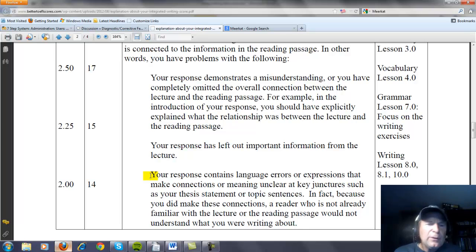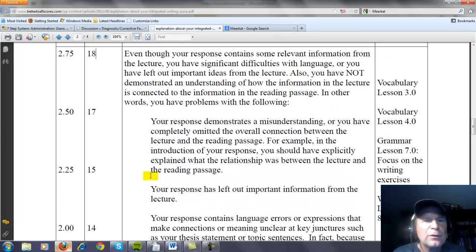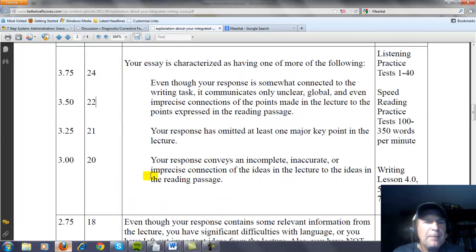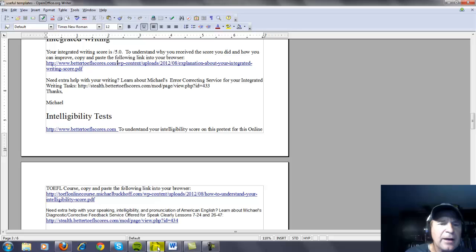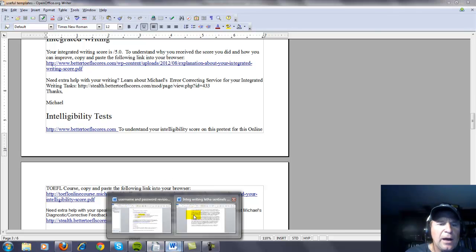So in 2 it says your response contains language errors or expressions that make connections or meaning unclear at key junctures, such as your thesis statement or topic sentences. So you have some problems in the 2 range, but I don't think you've left anything out. So I'll probably put you between 21 and 22 out of 30 for the reasons I just stated.